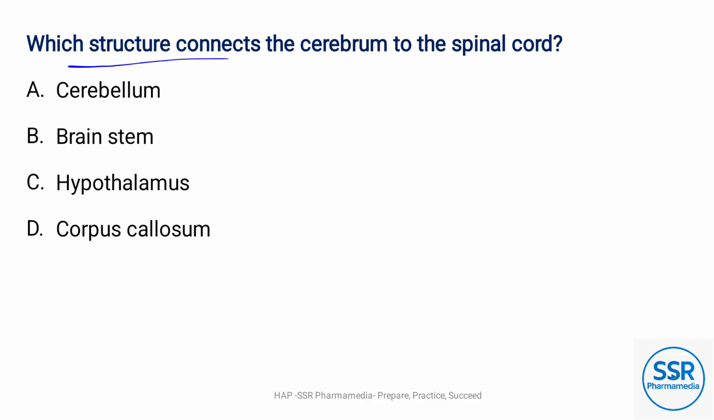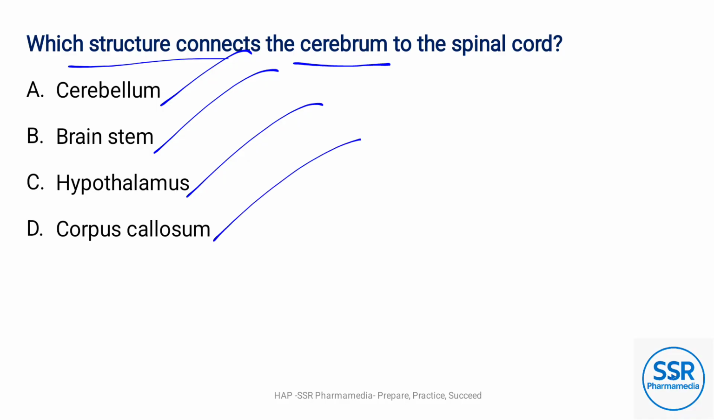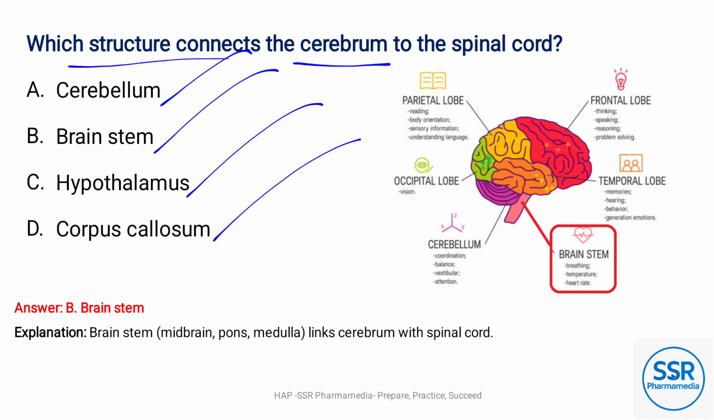Next, which structure connects the cerebrum to the spinal cord? Option A, cerebellum. Option B, brainstem. Option C, hypothalamus. Option D, corpus callosum. The answer is option B, brainstem. The brainstem links the cerebrum with the spinal cord.